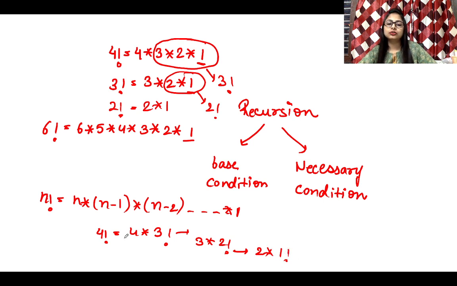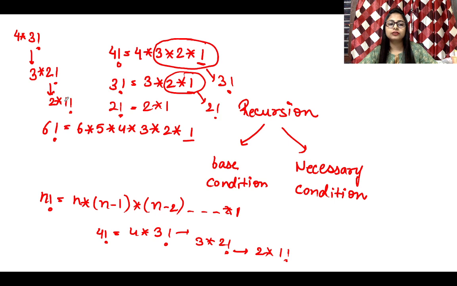Okay, so this is the procedure. What we are doing? We are just writing a number, 4 into 3 factorial. Then again we are calling the factorial, and what we are doing? We are using 3 into 2 factorial. Then again we are calling the recursion function, the same function, factorial. Then again what we are doing? 2 into 1 factorial.